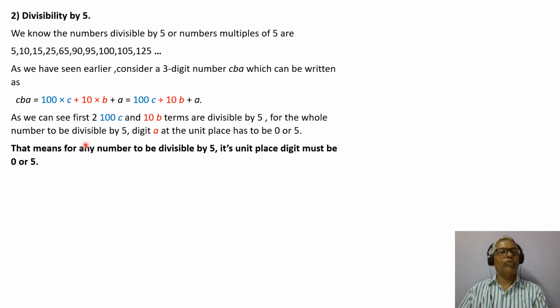For the whole number to be divisible by 5, A at the unit place has to be 0 or 5. We know that if at the end it is 0 or 5, the number is divisible by 5. But here the argument is, if A is 0 or 5, then and only then the whole number is divisible by 5. That means for any number to be divisible by 5, its unit place digit must be 0 or 5. Same as we have seen for 10. Okay, so we move ahead.